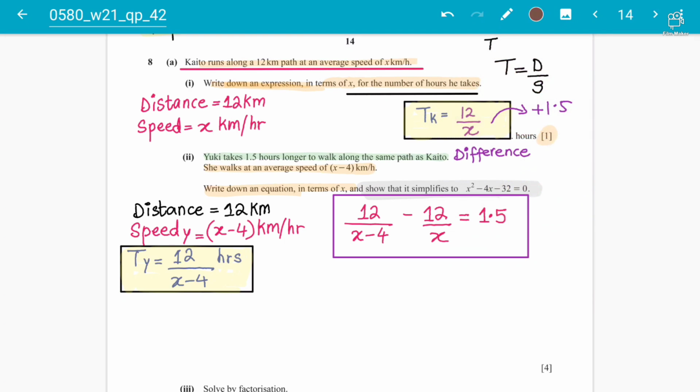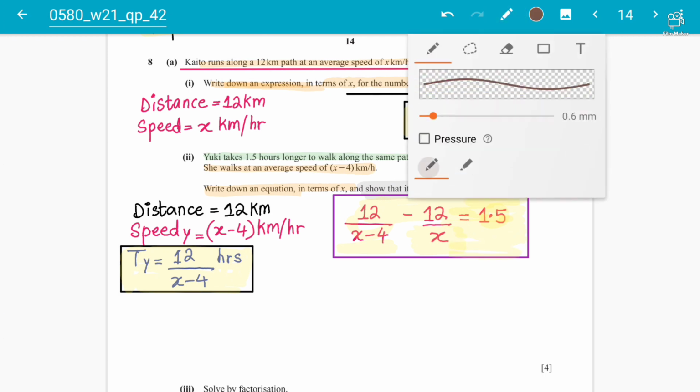Both ways are possible, because Yuki will take 1.5 hours more. Whatever the time is for Cato, just add 1.5 hours to it and you will get the time for Yuki. So this is one way of making the equation: you add 1.5 to 12 upon x to get Yuki's time. The other equation that I have made, which is better, uses the difference. Cato finishes first and Yuki takes an extra 1.5 hours, so the difference between their times for completing the 12-kilometer run is 1.5. So you write Yuki's time first, subtract Cato's time, and the difference equals 1.5.